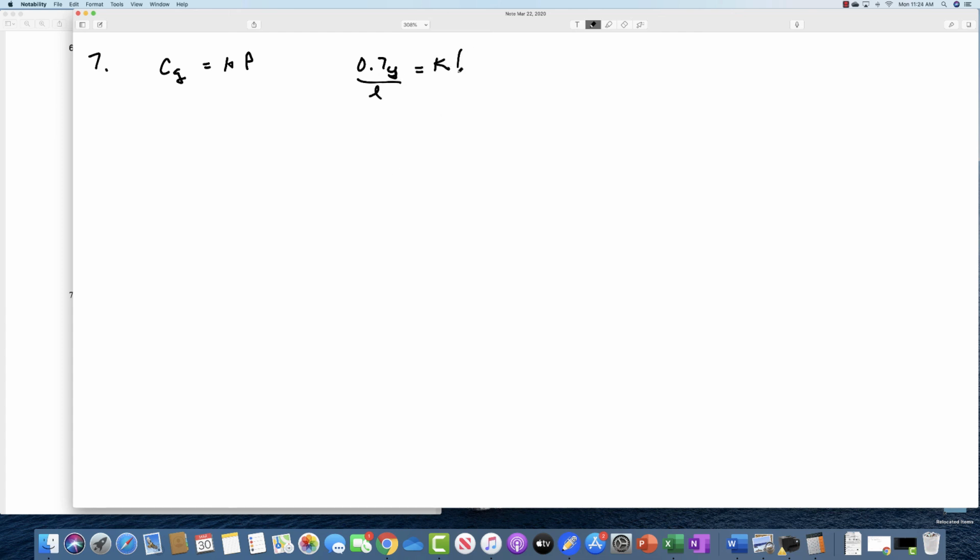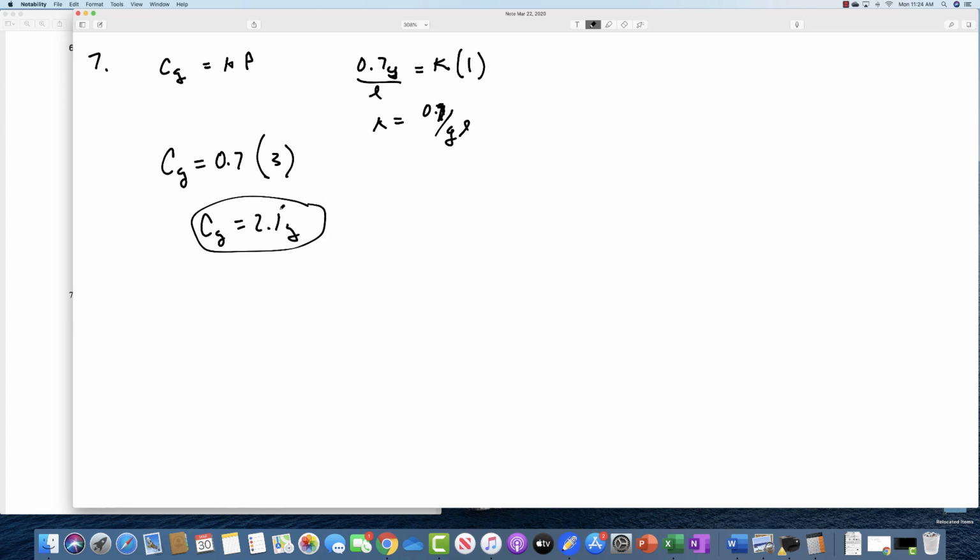And so if we know that we have 0.7 grams per liter is equal to the constant times 1, then the constant is going to be equal to 0.7 grams per liter. So that's the constant. So now we change the pressure to 3, and we want to know the new concentration. We know that 0.7 is the old times 3. So now the concentration is going to be equal to 2.1 grams. So that's the answer.